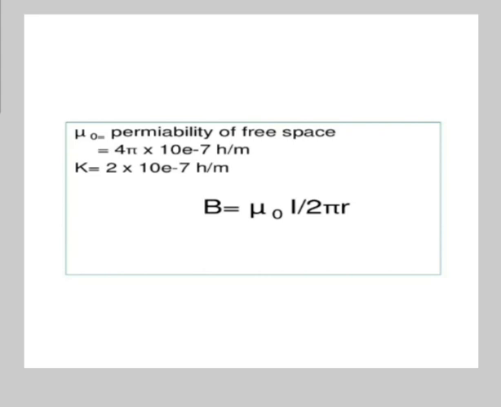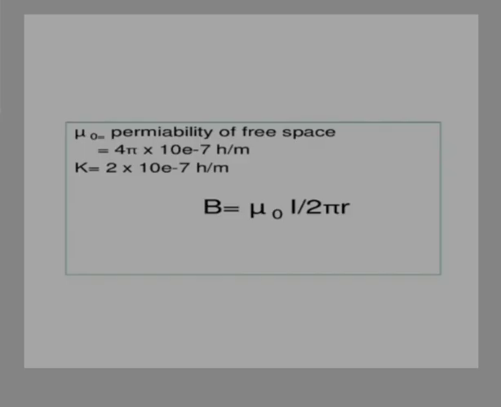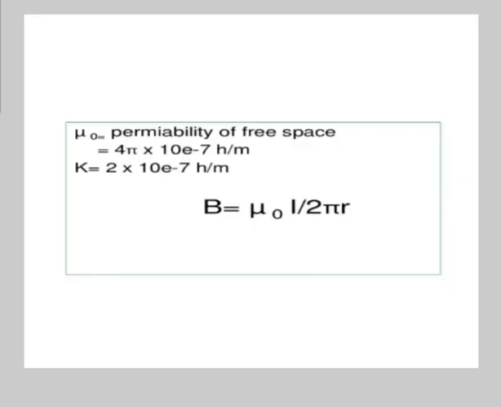So the Biot-Savart's law says that the magnetic field strength at any point produced by a differential current element is directly proportional to the product of the current through the differential element, the length of the differential element, and the sine of the angle between the line joining the differential element with the point and the element. It is inversely proportional to the square of the distance between the differential element and the point. It is a vector quantity and its direction is represented by the unit vector AR.